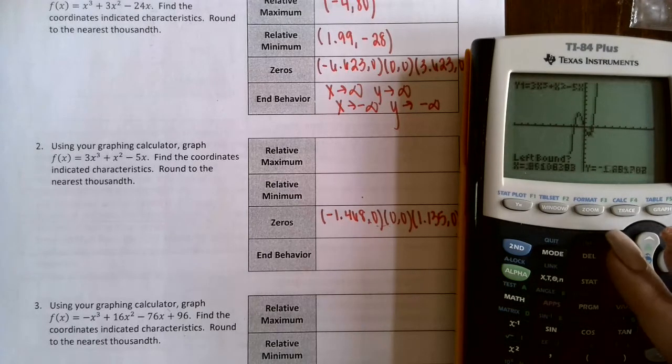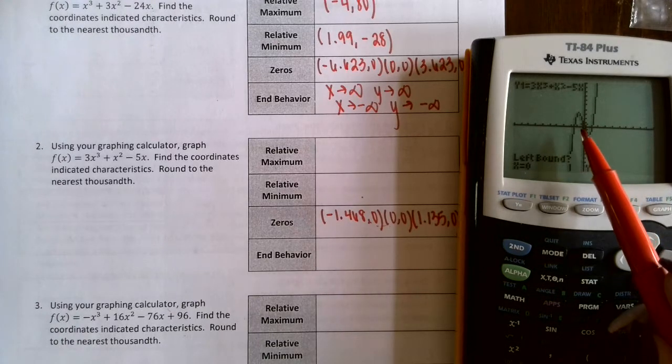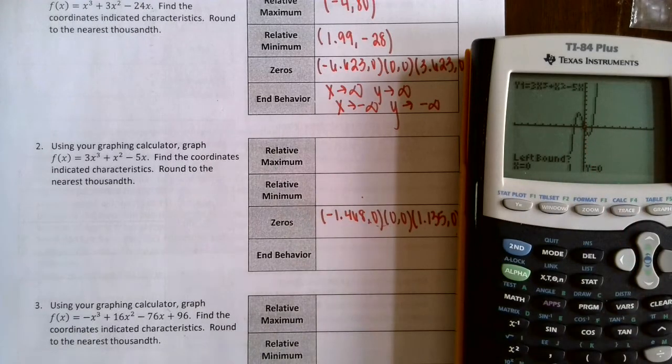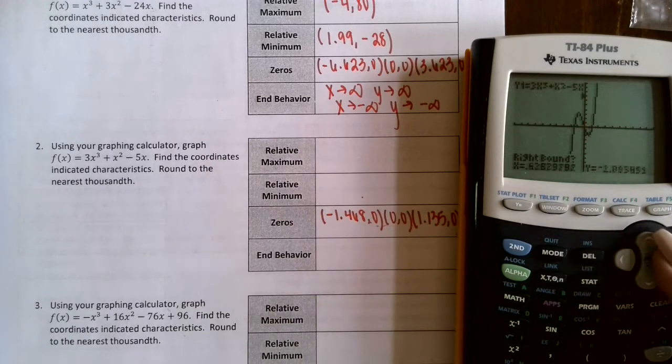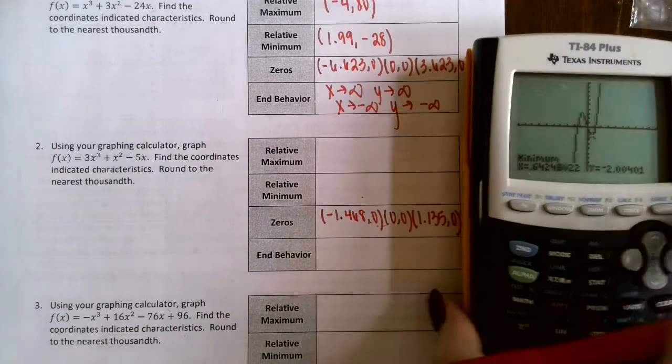Okay, I'll just use my trace feature to show you that again. So again, this looks like my minimum. So I'm going to make my cursor to the left of that point. So hit enter, and then I'm going to move it to the right. Hit enter, enter again.